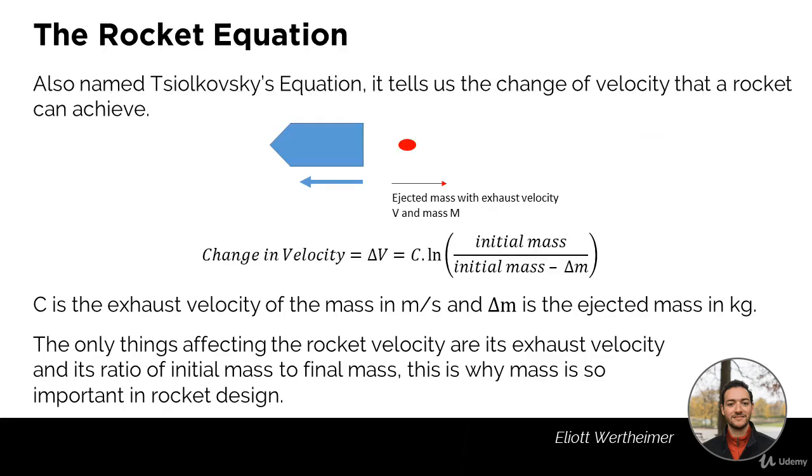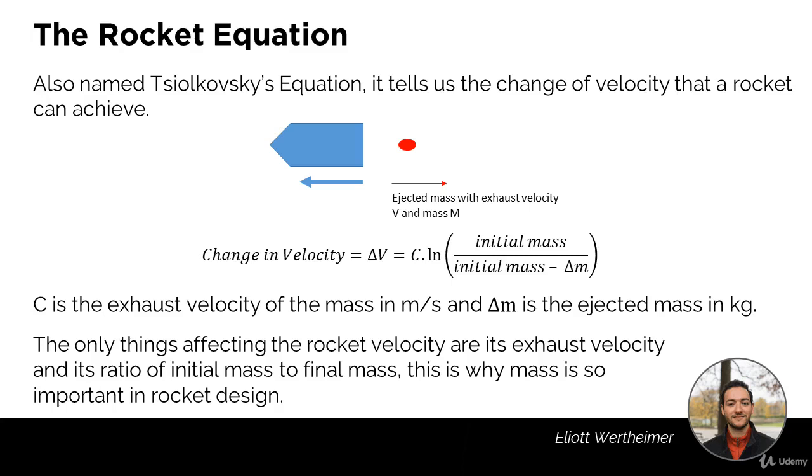As I mentioned briefly previously, the rocket equation is probably the most important equation in the whole of rocket theory. It's also named the Tsiolkovsky equation after the person that first derived it. It essentially tells us the change of velocity that a rocket can achieve, which is the single most important thing in the whole of orbital mechanics. How much velocity is our rocket going to achieve?